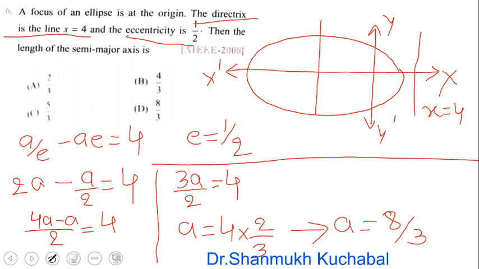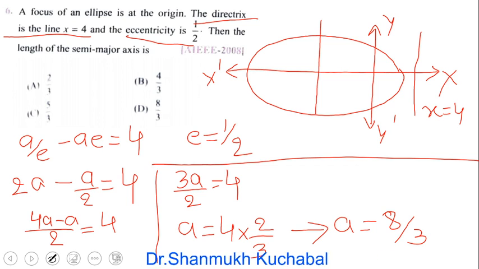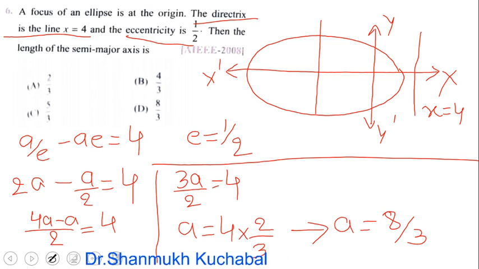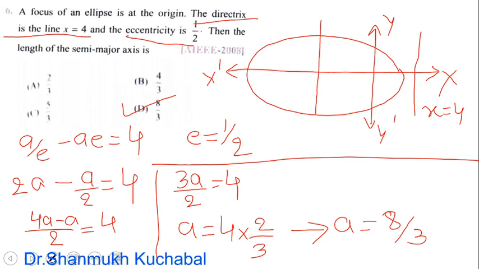See dear students, very clear, the semi-major axis is a, so a is 8 by 3, therefore option D is the right answer.